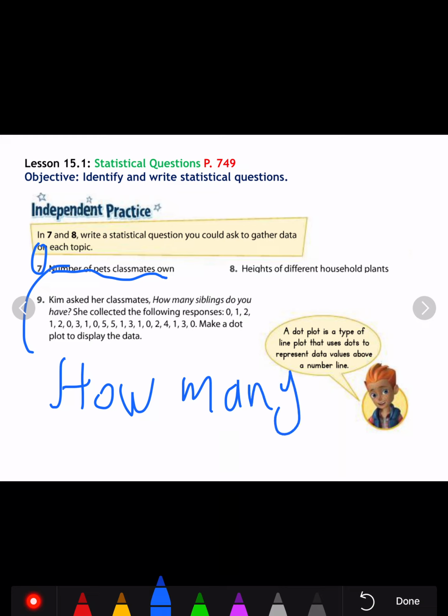Then you ask this question to the students. Then we'll have different answers. Some students will have 1, some of them will have 0, some of them will have 2, some of them will have 3. So by this we write a statistical question.